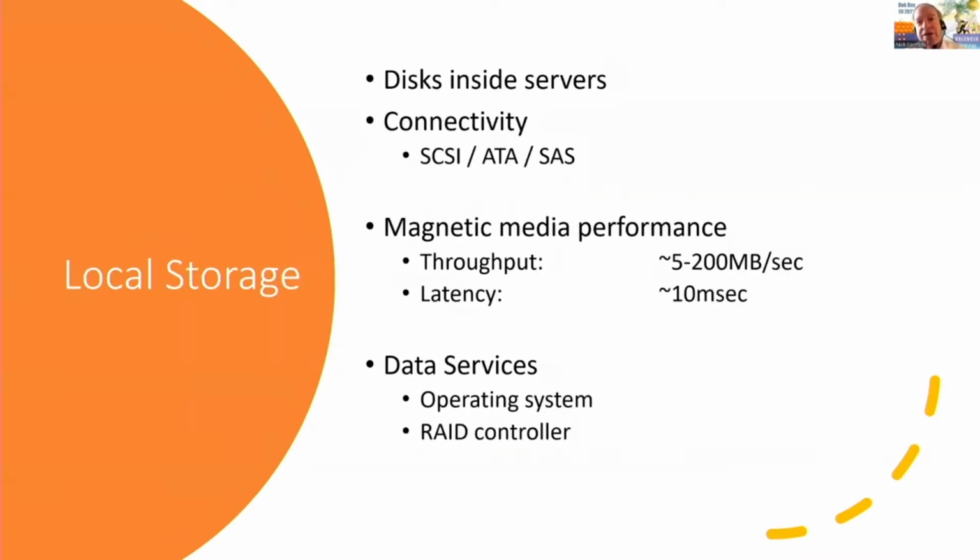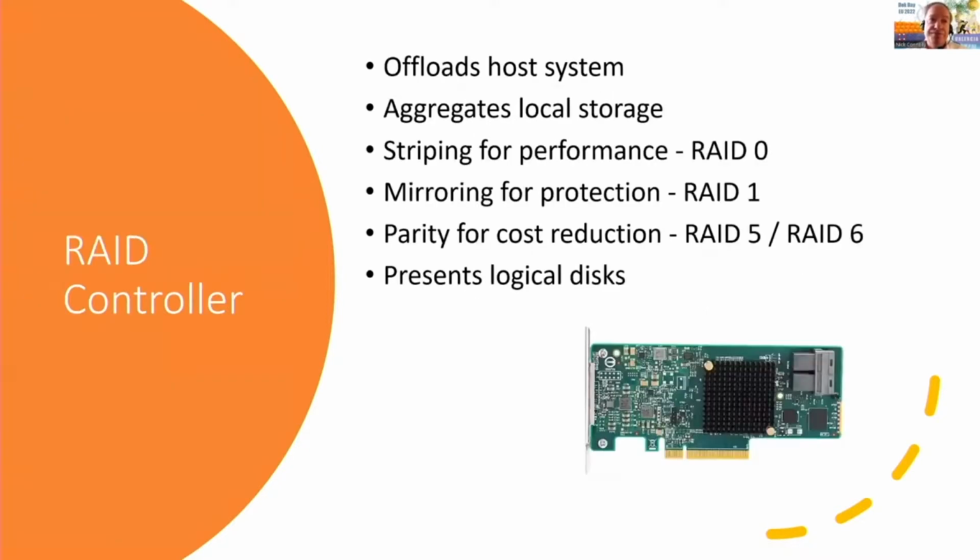Long ago, in the days of spinning rust, disks were primarily installed inside servers and connected with SCSI, ATA, or SAS. For magnetic media, you'd get somewhere between 5 and 200 megabytes a second throughput, with a latency of around 10 milliseconds. Data services were either provided by the operating system, perhaps in the file system layer, or by a hardware RAID controller. A hardware RAID controller offloads the host system and provides performance and protection for the data.